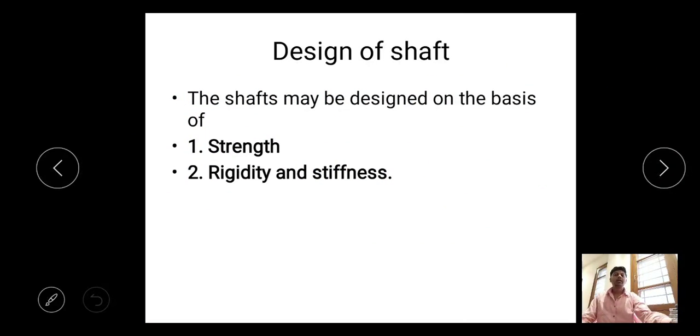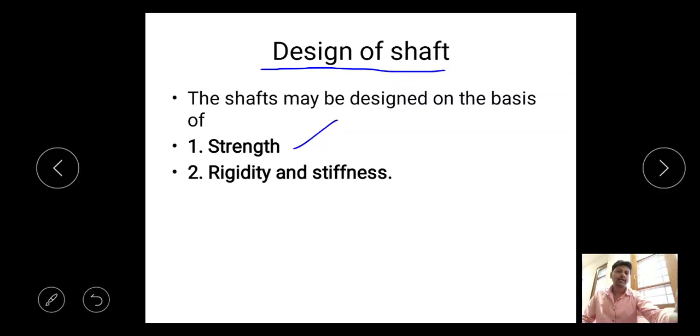Now we will see the design of shaft. The design of a shaft is very important. What we are studying here is how we design a shaft. If you are working in some industry and you get a shaft, how you do the design, those basic things we are studying here. The design of a shaft is mainly based on two types.